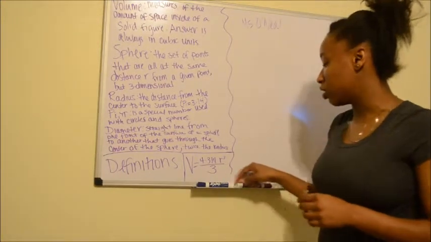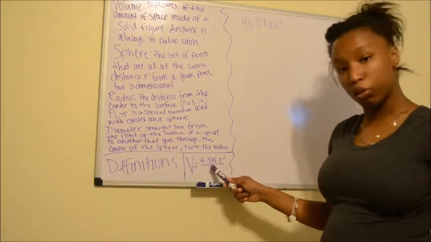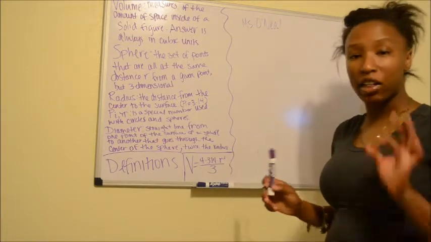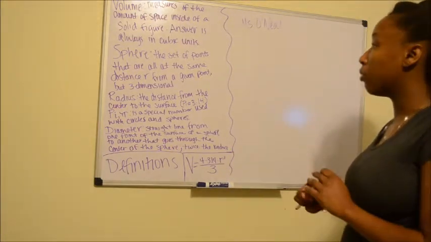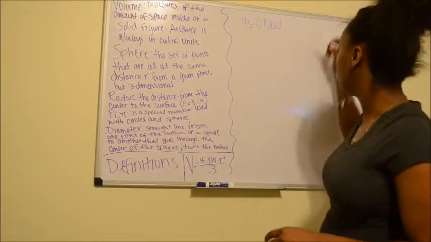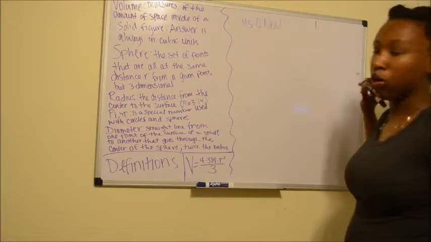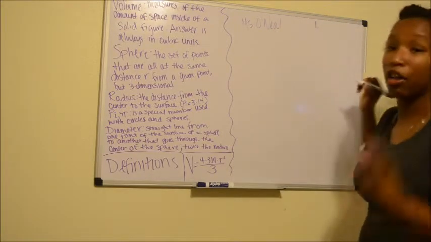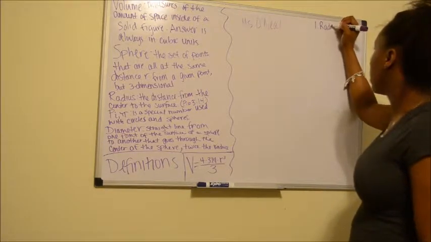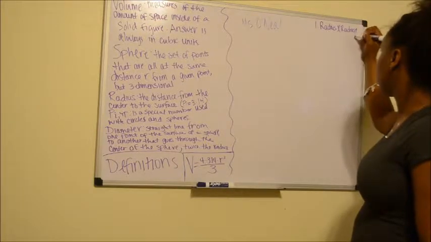And the formula that we're going to be using is 4 times pi, which is 3.14, times radius cubed, divided by 3. So the first step would be to find the radius. Whatever the radius is, you're going to multiply it by itself 3 times. So radius times radius times radius.